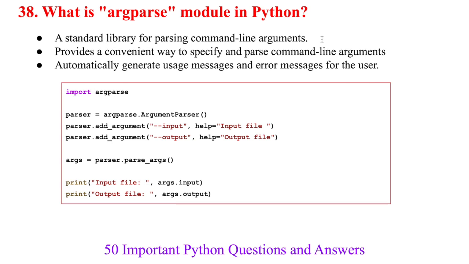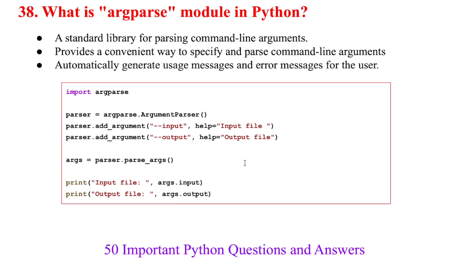The argparse module works by defining a set of arguments and options that the program accepts, and then parsing the arguments passed on the command line according to those definitions. It also provides a way to automatically generate usage messages that describe the syntax of the program's command line interface, as well as error messages when invalid arguments are provided.